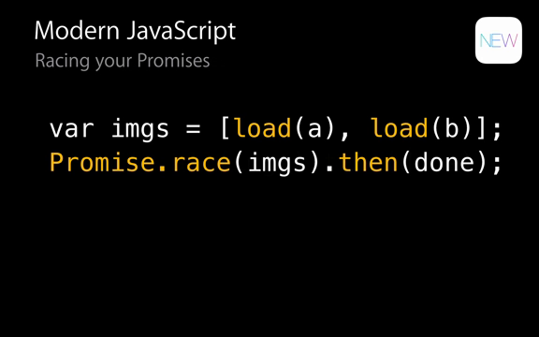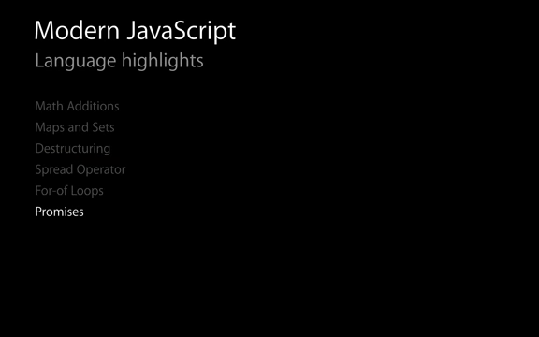But maybe you only care about the first one. You're loading a bunch of images, and once you've got one image, you're ready to go. That's where Promise.race comes in. It will call your callback when the first one of those promises is fulfilled. So that's a quick glance at promises.